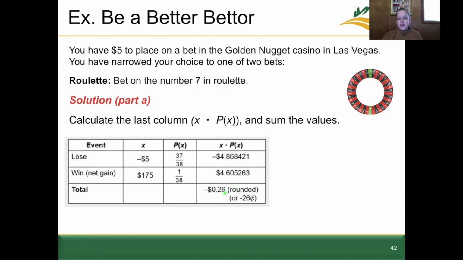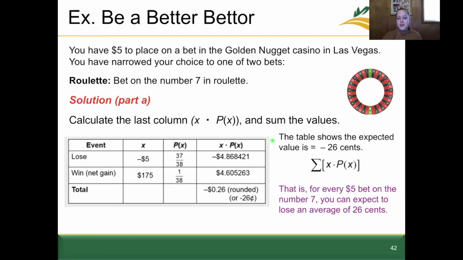So when we calculated this, we calculated the mean, which is the same thing as calculating the expected value. So to summarize here, we made this table. Then we multiplied x times p of x for each case. Then we summed these up, and we got an answer here of -26 cents. The way of thinking about this is that for every $5 bet on the number 7 in roulette, you can expect to lose an average of 26 cents. This 26 cents is our mean. It's also our expected value.